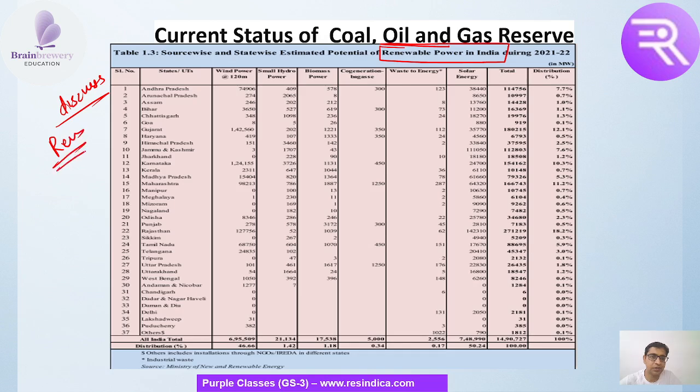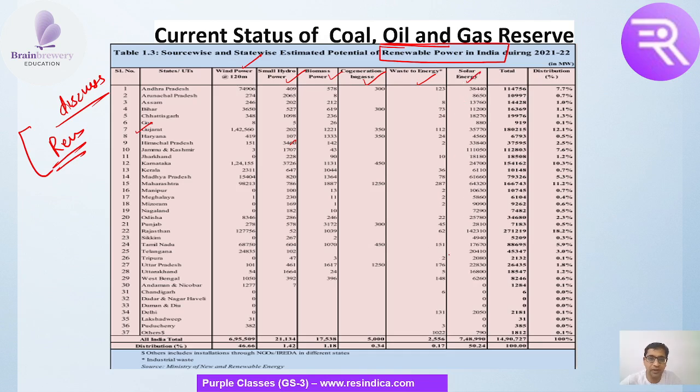In the renewable energy slide, you can just see here, like wind power, which area has maximum potential: Gujarat and Andhra Pradesh. Small hydro, which has the maximum potential, we can see is in Himachal Pradesh. Then biomass power, where we have maximum potential in Kerala, Madhya Pradesh, Maharashtra. Then Rajasthan and Uttar Pradesh. Then co-generation bagasse, then waste to energy, and solar energy.